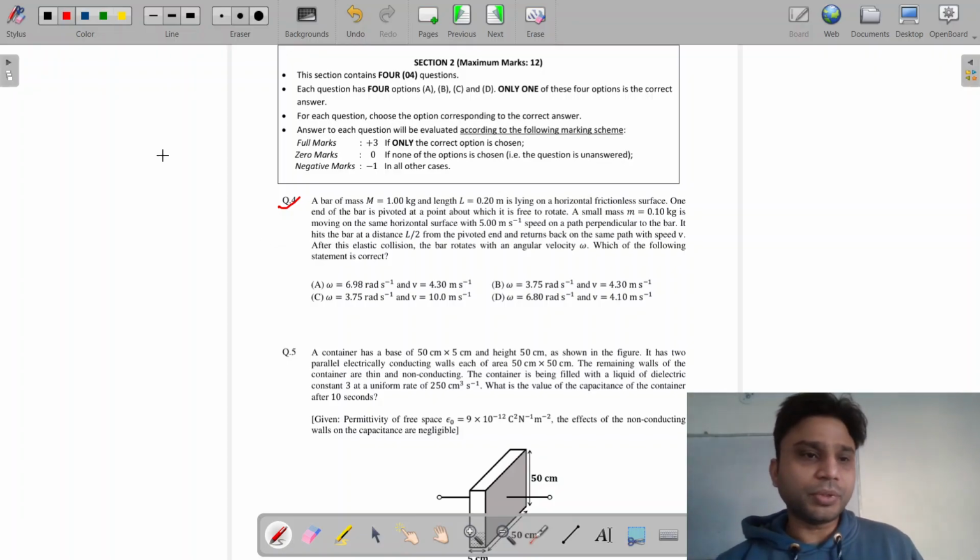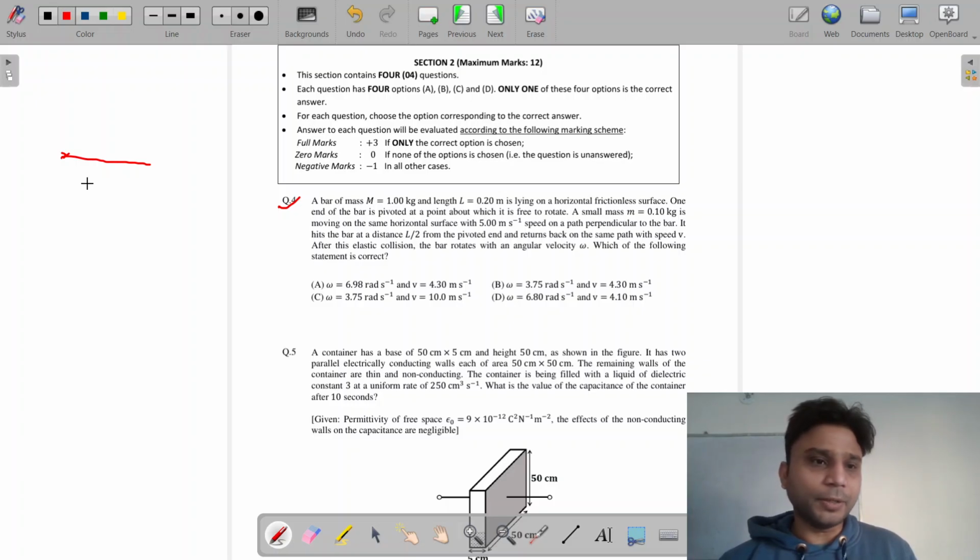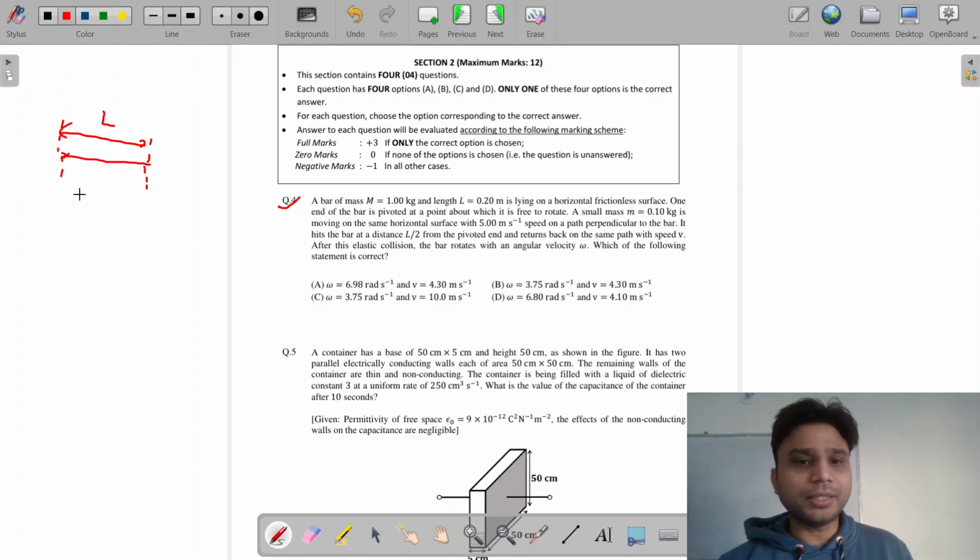It is pivoted at one end and kept in a horizontal plane. The surface on which it is kept is smooth, so it can rotate freely. We have the bar length given as some length L, and there is a mass small m whose mass is 1/10 the mass of the bar, m by 10. It is going to strike the bar right in the middle and turn back on its path after striking it.